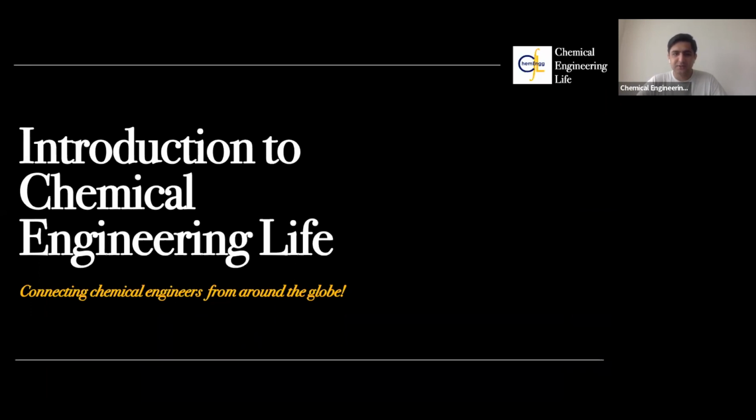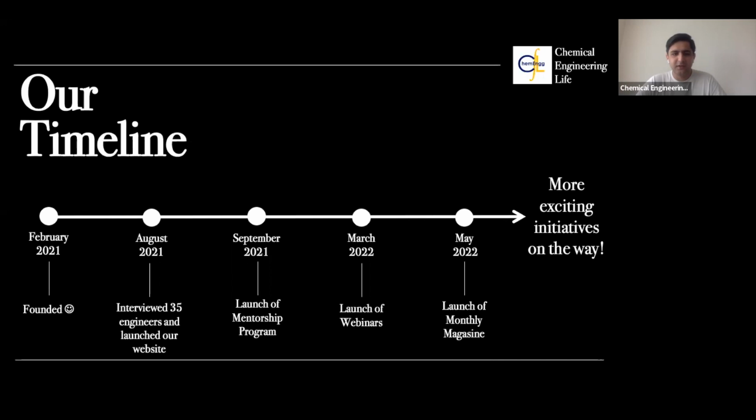Coming on to the organization, Chemical Engineering Life. The idea is to connect as many chemical engineers as we can from around the globe. A little bit about who we are. We founded the organization back in February 2021. In the beginning, we started off by interviewing different chemical engineers. I reached out to chemical engineers working in different fields, different areas, different companies, and different countries, asking them questions that a newbie, a new graduate, might ask. The idea was simply to give an insight into the industrial life of chemical engineers for different graduates and students, so that they can get an idea about what to expect when they walk out the university gates.